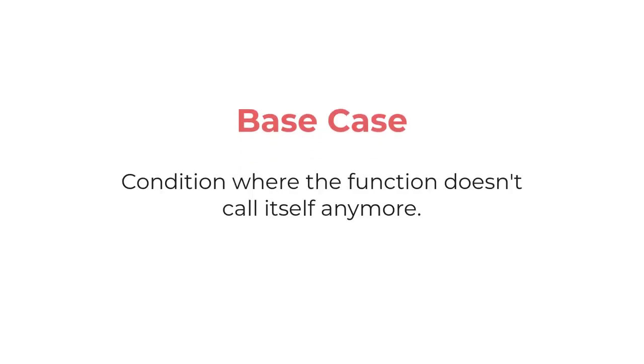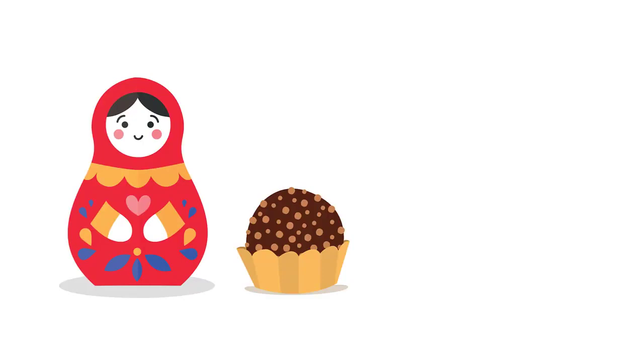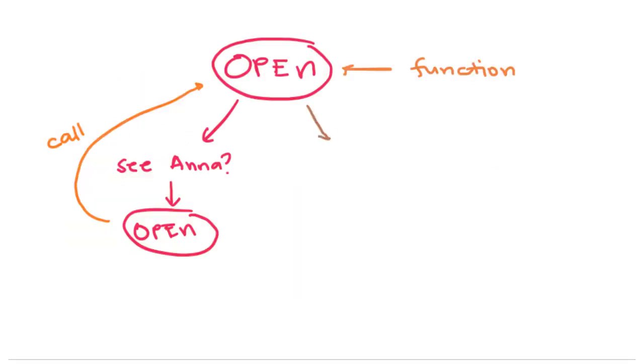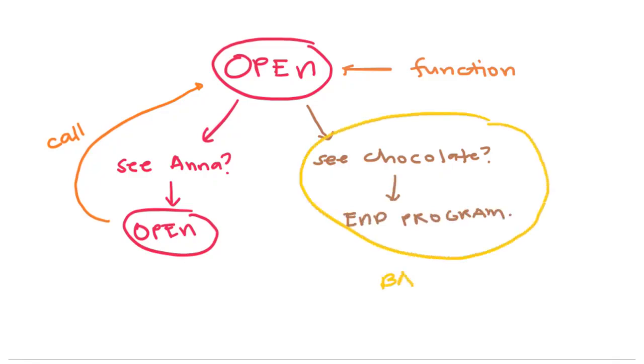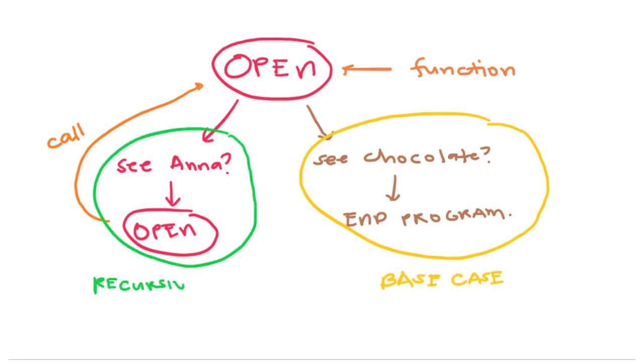The base case is the condition where the function doesn't call itself anymore, thus avoiding an infinite loop. When we played with Anna, the base case was the smallest Anna, where we found the chocolate. Let's see how this works in our program. Let's add see the chocolate, then under here, the program ends. This over here is the base case. And over here, where the function calls itself, is what we call the recursive case.